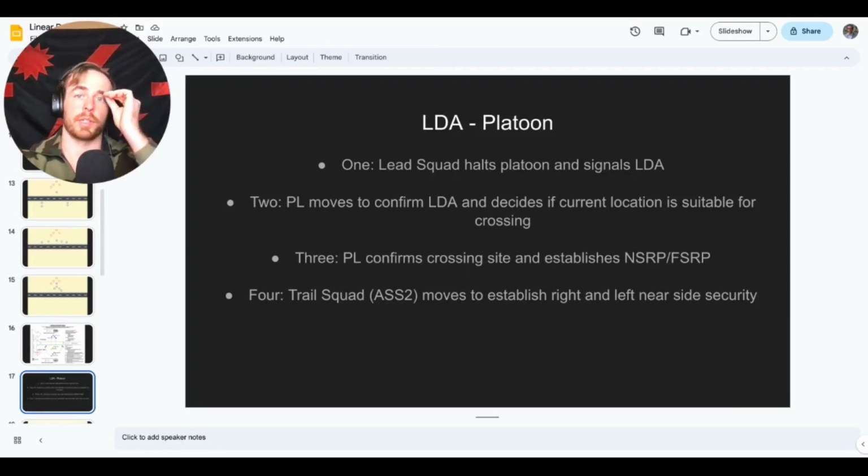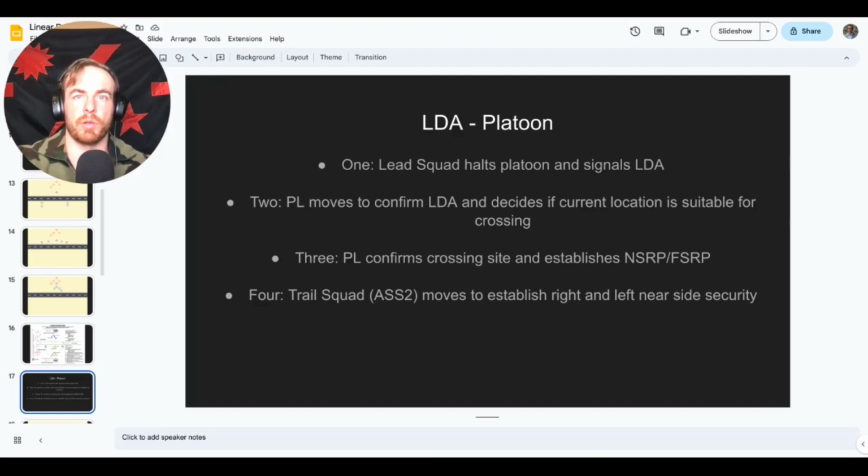All right, so now we're going to talk about LDA, linear danger area crossing for a platoon. So same thing as with a squad. That lead squad is going to halt the platoon and signal LDA, and everyone needs to get that hand and arm signal. The PL is going to then move to that lead team, and he's going to confirm the LDA. He's going to do a map check, make sure they're not crossing the objective if they're planning an ambush, and then he's going to decide if their current location is suitable for crossing.